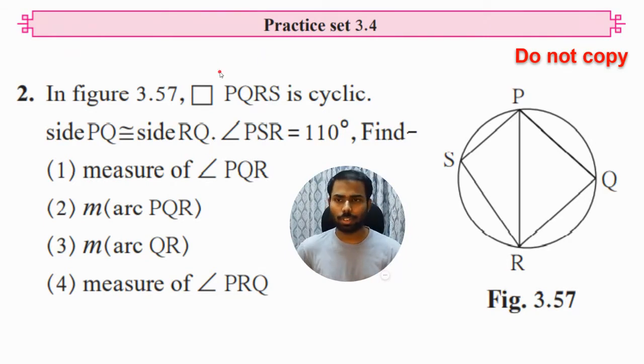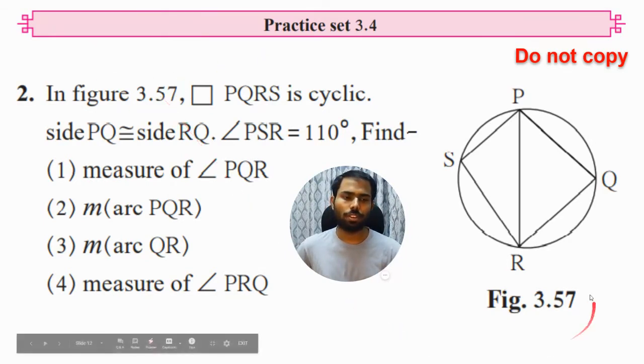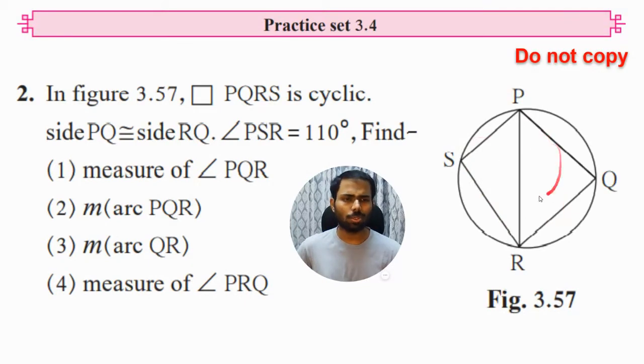So I'll first start reading the question in figure 3.57. Quadrilateral PQRS is cyclic. We can clearly see all 4 corner points lie on the same circle, so PQRS is a cyclic quadrilateral. Then they have given side PQ congruent to side RQ. PQ is over here, RQ is over here. Next, angle PSR is equal to 110. PSR is over here, so this angle is given as 110 degrees.